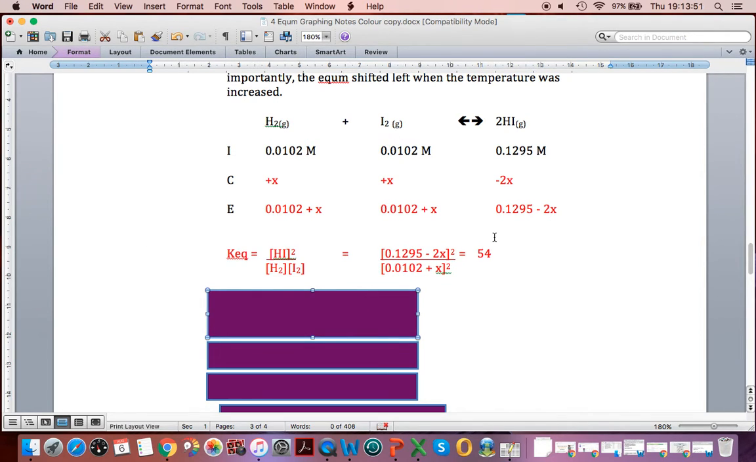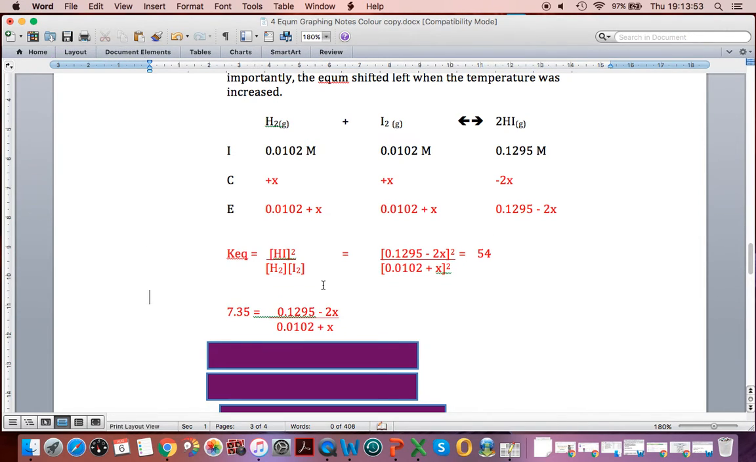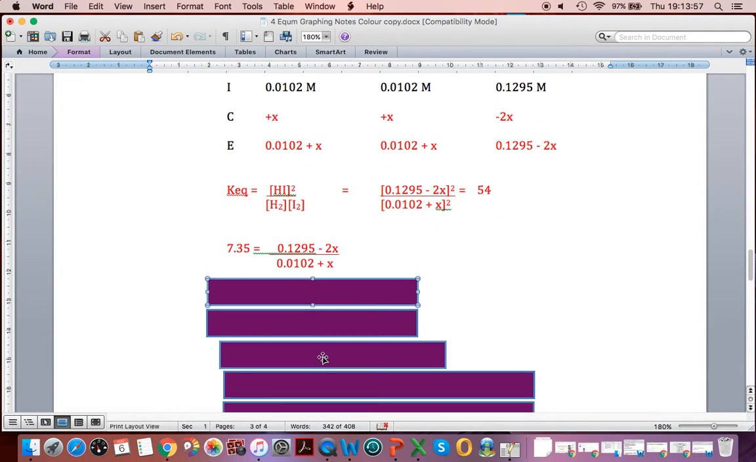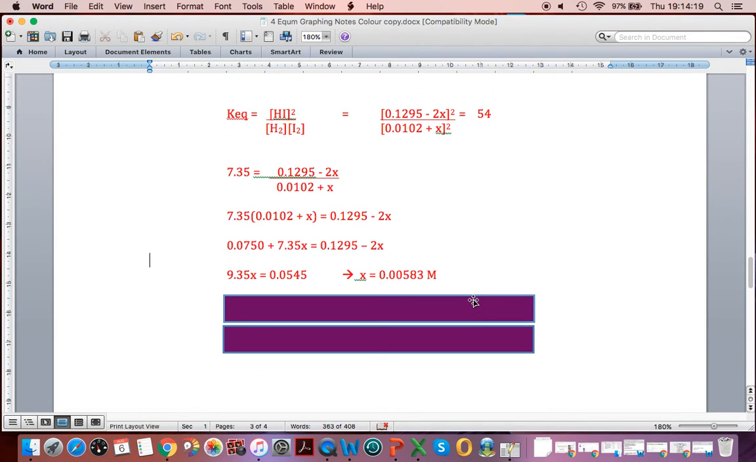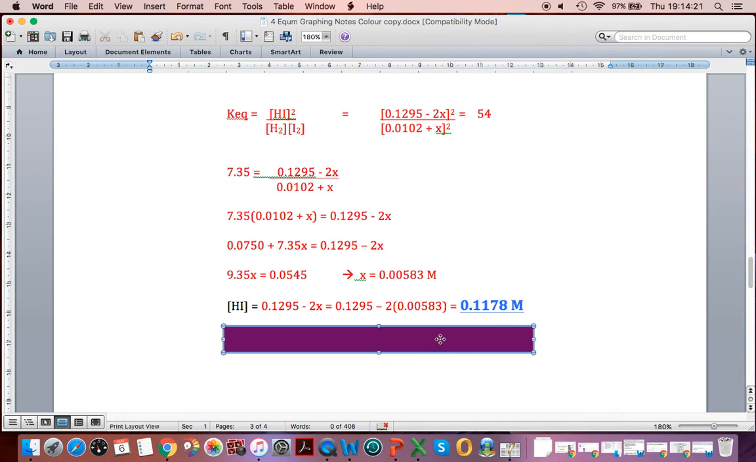We take the square root of both sides, and now we have 7.35, and we go through the same series of calculations, bringing things together, expanding them out, gathering like terms, and solving for x, and then substituting x back into these locations. So this side we're going to be adding the 0.00583, and this side will be subtracting twice that amount. And we arrive at these concentrations.